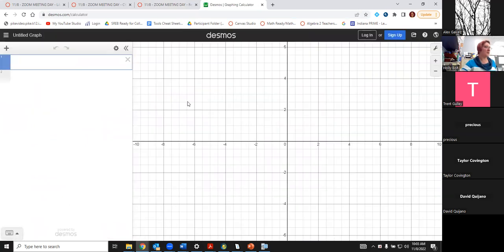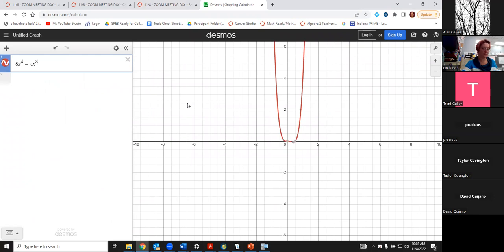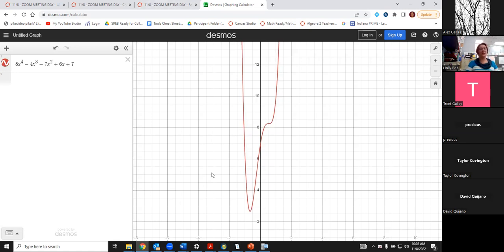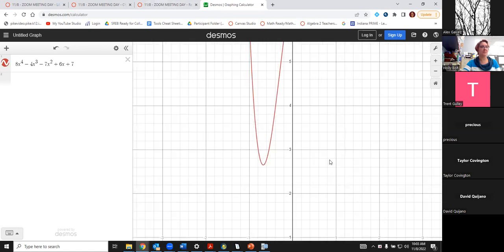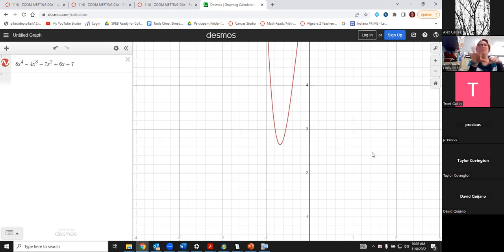All right. So I have 8x to the 4th minus 4x cubed minus 7x squared plus 6x plus 7. Scoot this down a little bit. There's our graph. Does that graph have a maximum or a minimum? Has a minimum. So I'm going to start with that number. I'm going to zoom in a little bit on this minimum. Ballpark that minimum for me. We're not going to be able to get exact with this, but ballpark, about where is that minimum? About how low? About 2.7. Yeah.